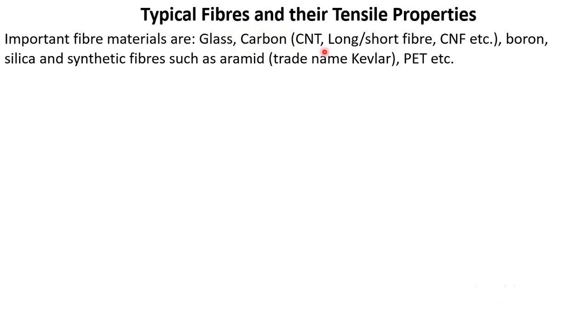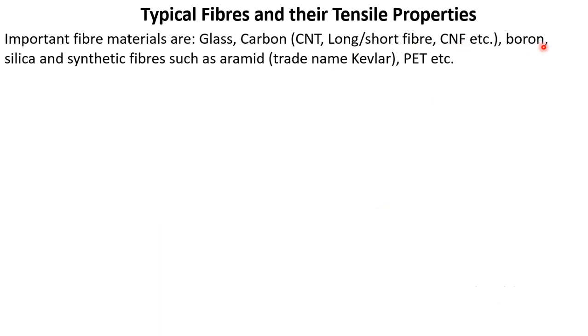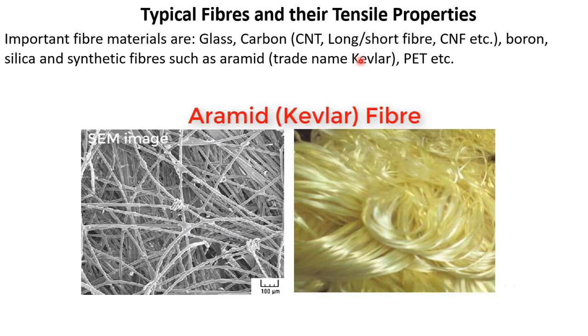In the carbon material, there are different types of fibers. So for example, carbon nanotube, long or short carbon fibers, carbon nanofiber, etc. So there are different types of carbon material we can use in the composites. Boron can be used in the form of fiber, silica, or even synthetic fibers such as aramid can be used, which is also known as Kevlar. Even PET fiber can also be used. So there are many different types of fibers.